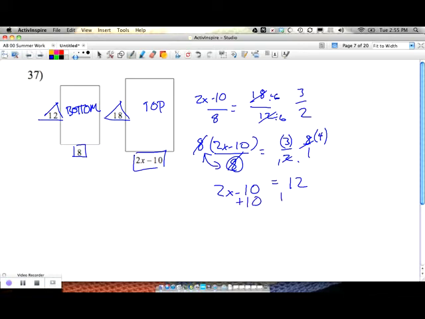Okay, we just got a last couple steps here. This is like a two-step equation. Add 10 to both sides, you get 2x equals 22. Divide by 2, divide by 2. X equals 11 is your answer.